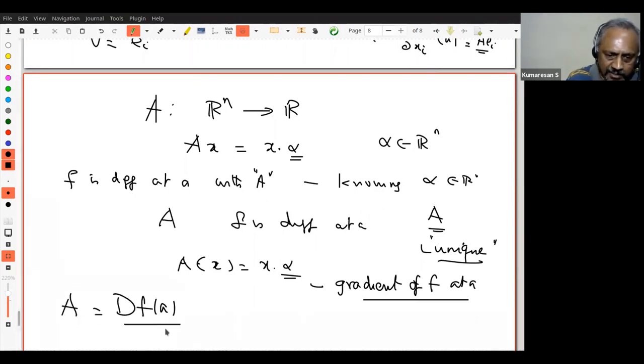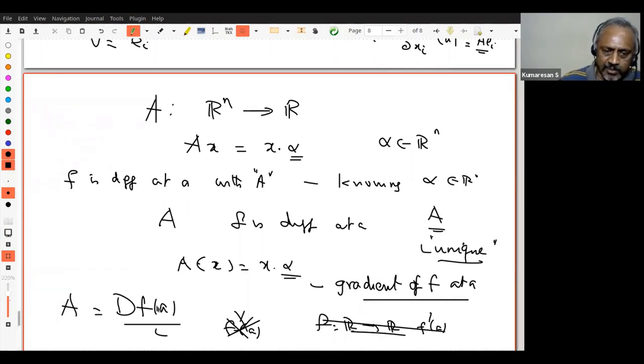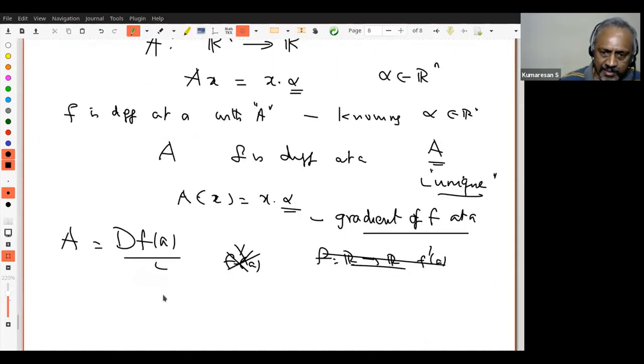This is my notation. It may not be standard. There are people who write it as f dash a. I don't use it because for me, A is a linear map. So if f is from R to R, f dash a is a number, whereas if you write f dash a for a linear map, that's nonsense. So I use the notation df_a for the derivative. I read it as the derivative of f at a.